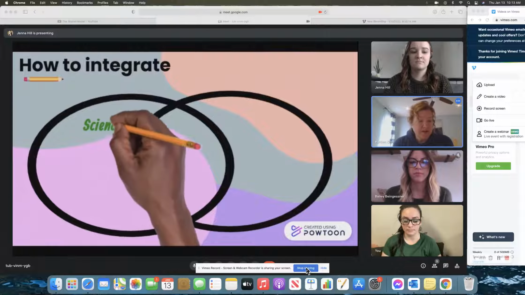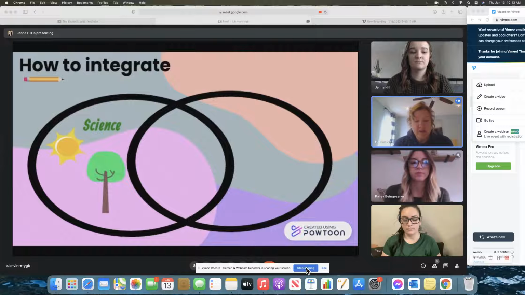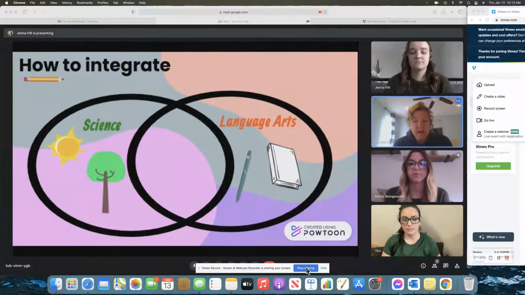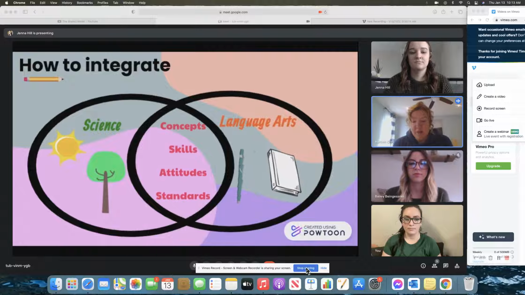So how do we integrate this? A great way to examine integrating units is through the use of a Venn diagram. Let's use the subject science and its unit on photosynthesis, along with language arts and its unit on interviews. Teachers will want to identify what overlaps between the two subjects, specifically what concepts, skills, attitudes, and standards photosynthesis and interviews may have in common. In this case, teachers may identify the concept of cycles, the skill of sequencing, the attitude of respecting the environment, and the standard of analyzing data.